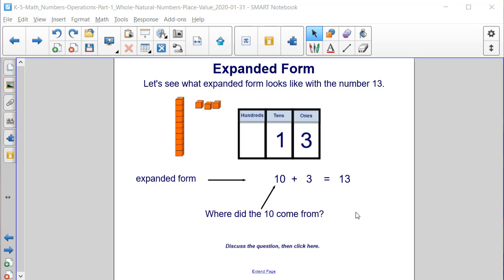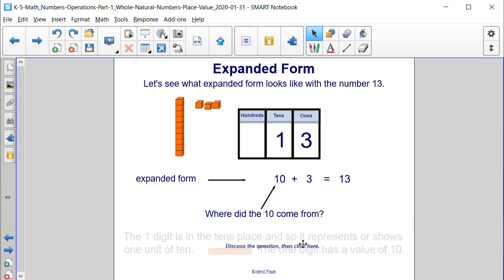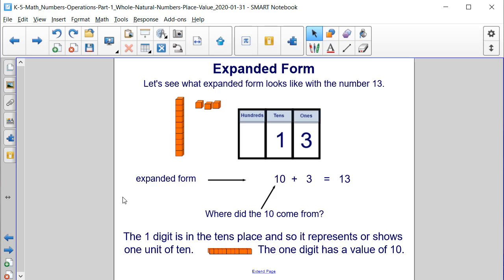Pause this video and take a moment to think about the answer. When you are ready, you can unpause it. The 1 digit is in the tens place, so it represents or shows 1 unit of 10. And the 1 digit has a value of 10 because it's a stack of 10 blocks.